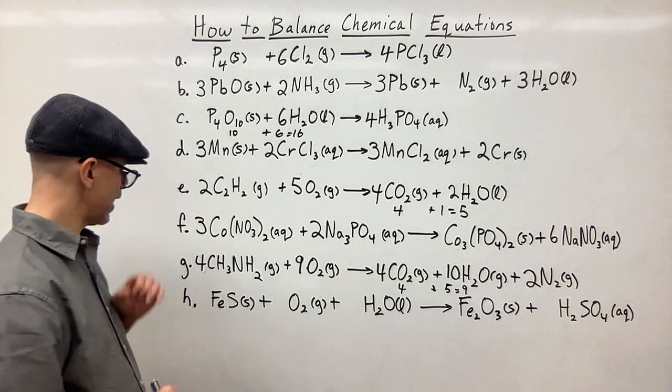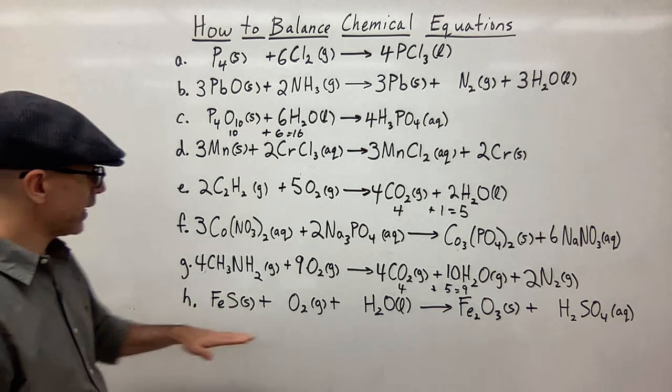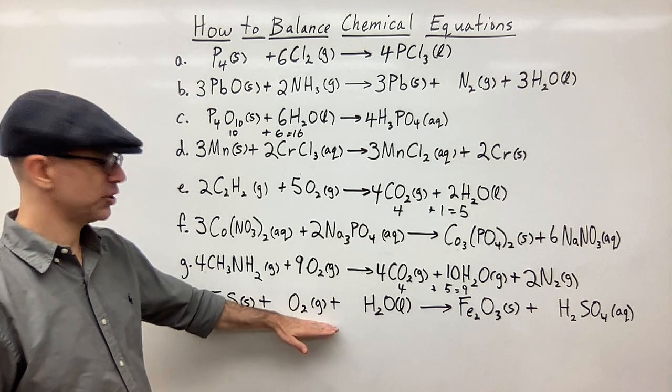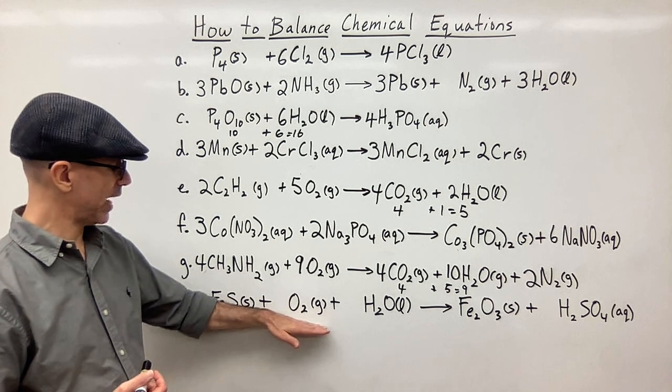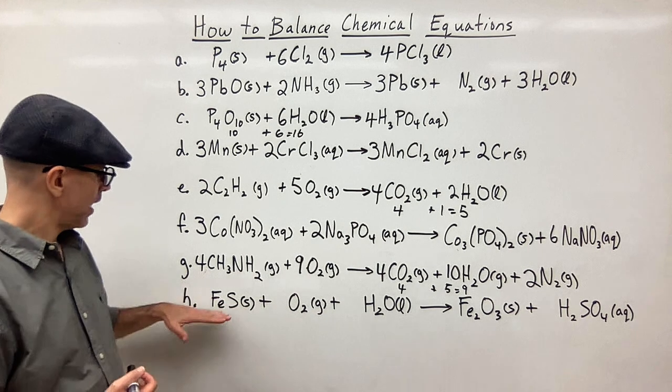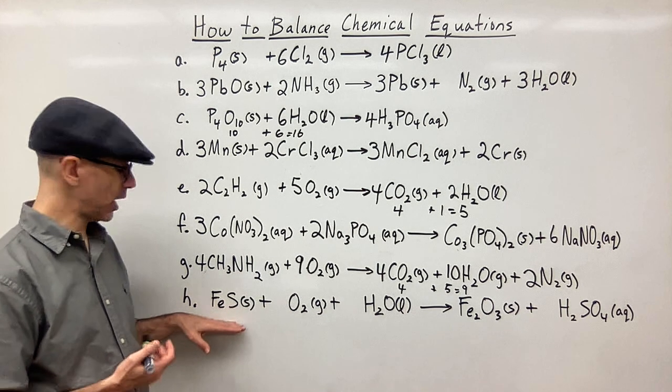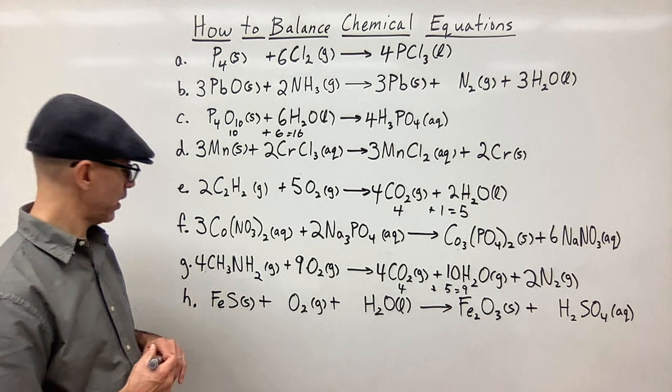And now let's do the last one. So again, here you'll notice I have oxygen by itself. That's the only element I have by itself, so I'm going to save that for last. I'll balance oxygen last. I have iron. Iron's a metal. I'm going to balance that first. It's the only metal I have.